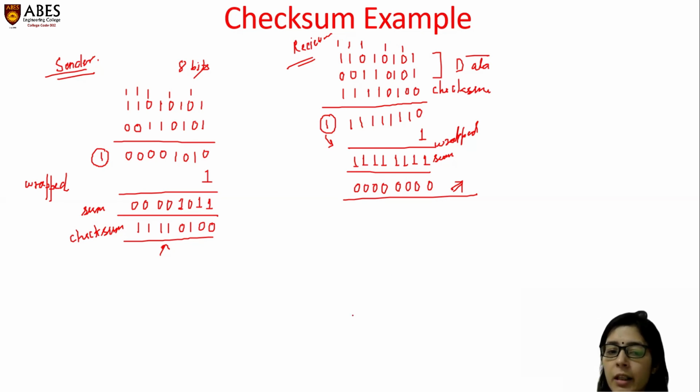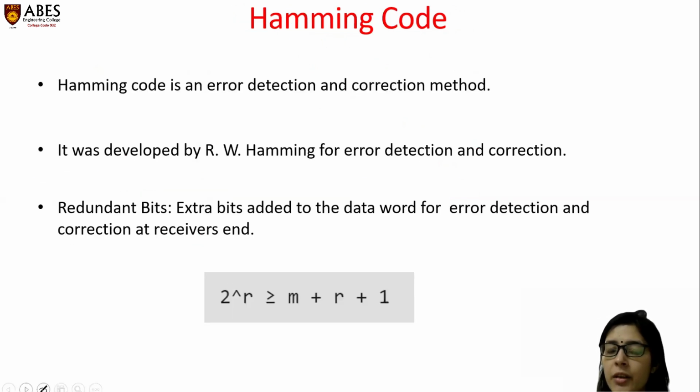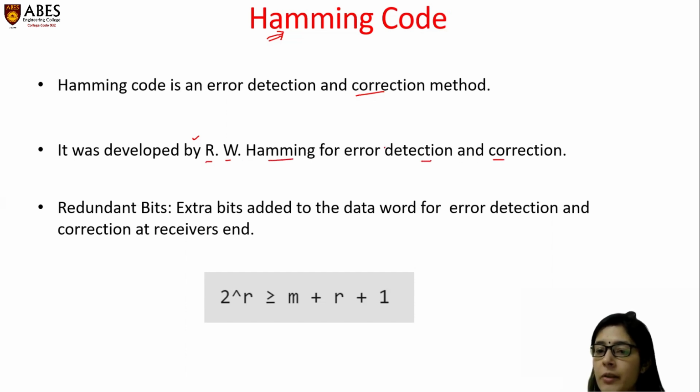Now we will discuss another error detection and correction method. Hamming code is an error detection as well as error correction method. A one bit error can be corrected with the help of the Hamming code method. This method was developed by R.W. Hamming for error detection as well as correction purposes. So till now, all the methods that we have discussed are error detection methods, but Hamming code is an error correction method as well. But only a one bit error can be corrected with the help of this Hamming code method.